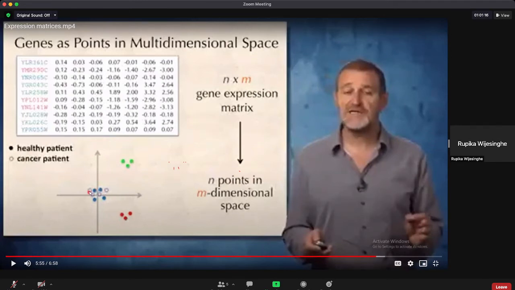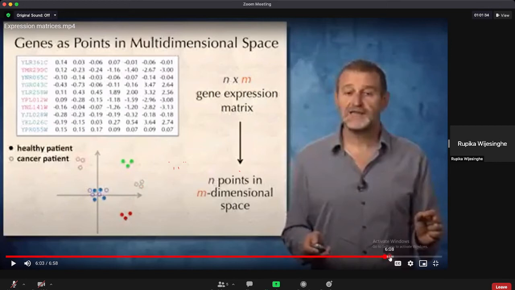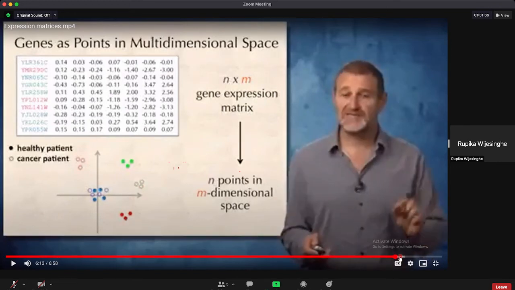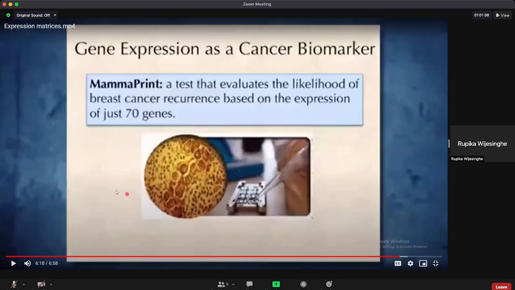So here you can see it is more or less the same. But these genes here, these two groups, are very different, right? They are significantly different in their behavior. So this is another cancer biomarker, talking about another cancer biomarker.